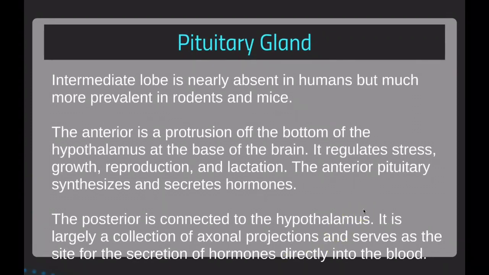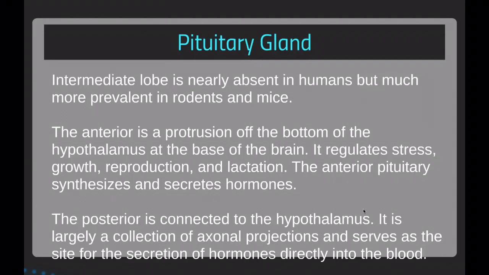The pituitary gland is an endocrine gland about the size of a pea and weighs approximately 0.5 grams in humans. It is composed of three lobes: the anterior, the intermediate, and the posterior. In many animals, these three lobes are distinct. The intermediate is almost absent in human beings. The intermediate lobe is present in many lower animal species, in particular rodents, mice, and rats, and they have been used extensively to study pituitary development and function.